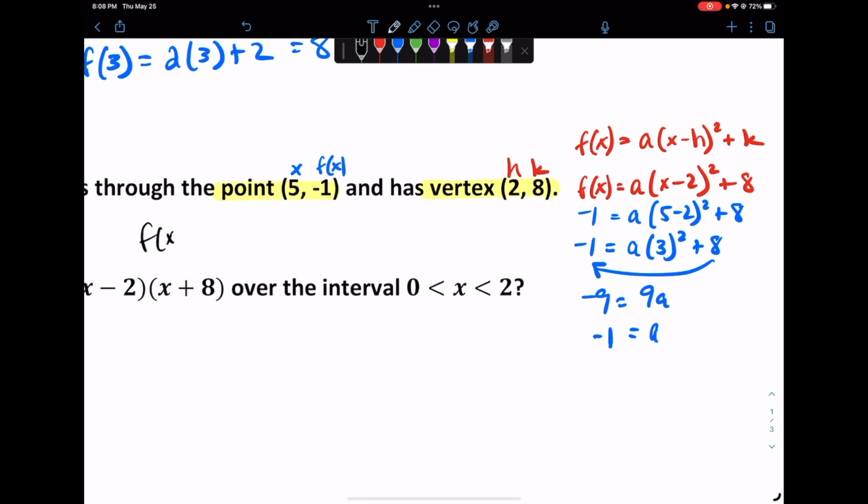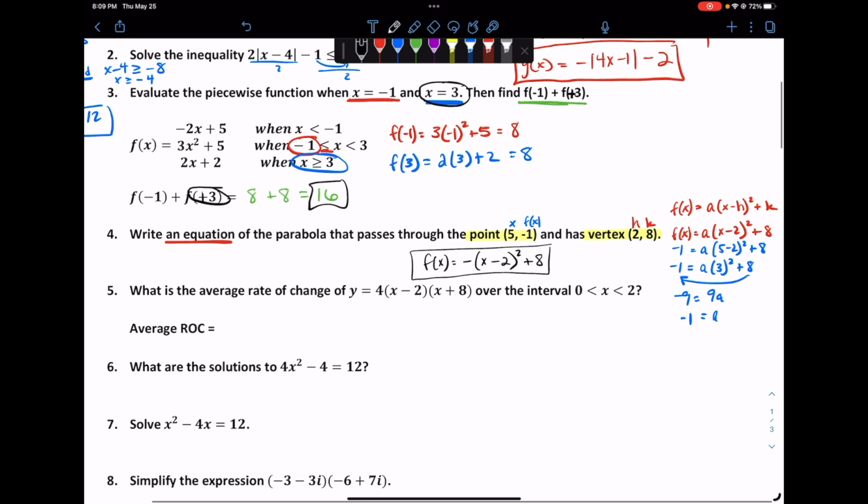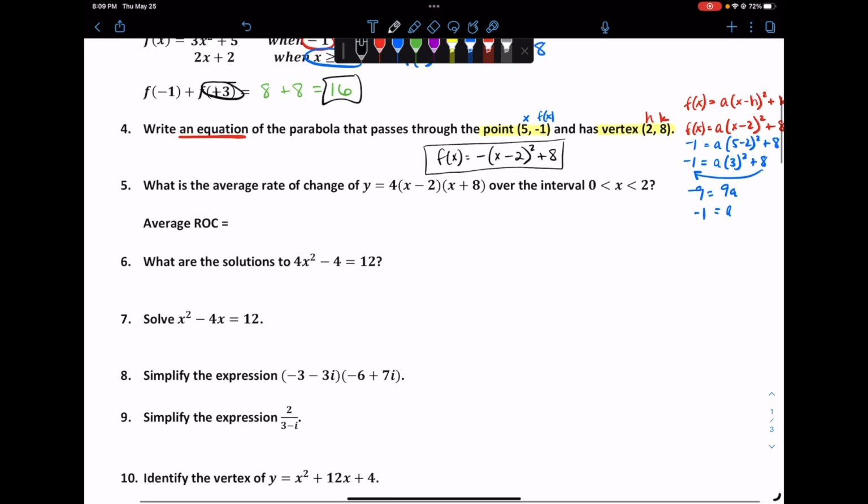So my function is going to be negative 1, or just negative, x minus 2 squared plus 8. So there's my function. If they asked for it in standard form, I would need to distribute that x minus 2 out, multiply by negative, and then add 8, but we don't have to do that here because it just says an equation. Okay, number 5.